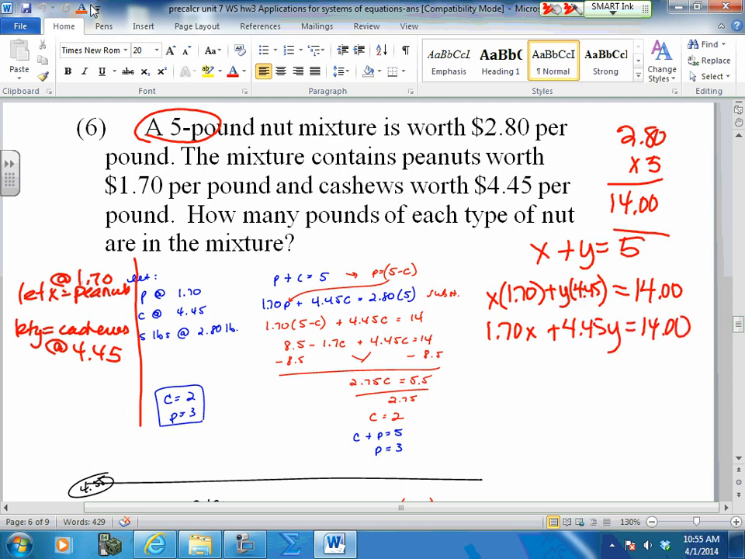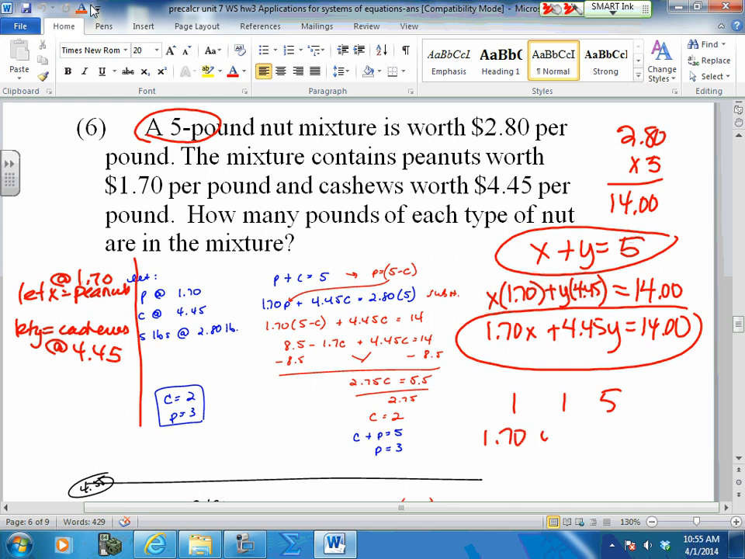So here's my two statements, this one and this one. So you're going to put this into your matrix. Again, you have a 2 by 3. 1, 1, 5, 1.7, 4.45, 14. So you don't need your 2 decimals, but if you want them, you can. Okay, and you're going to figure out how many pounds of each one you're going to put in there.